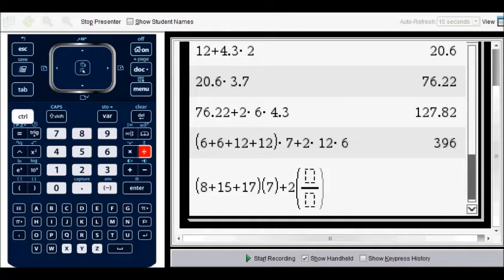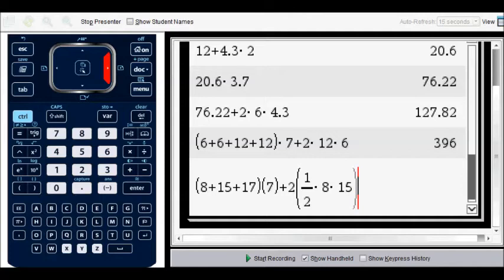And on that fraction bar, I'm going to put 1/2. And then I'm going to go to the outside of that. Notice I hit that right arrow key. And then I'm going to say times 8 times 15. So now that I'm done, I've got all this put in.